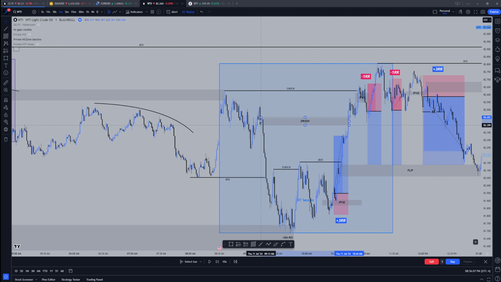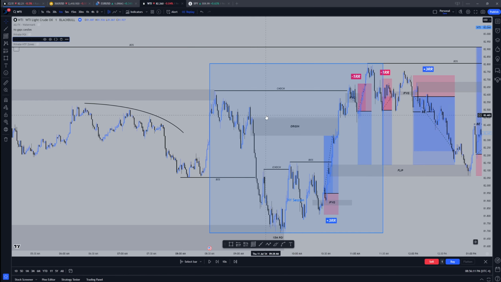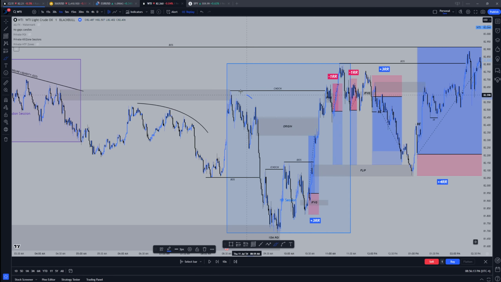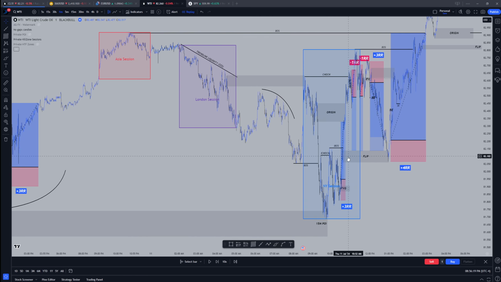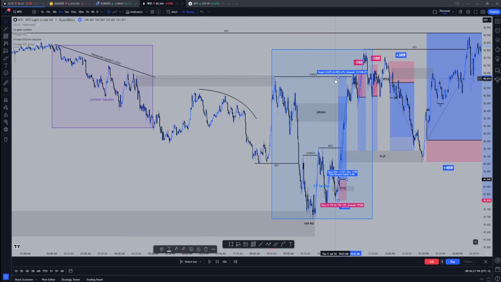I would say these two are both origins, okay? Because they're literally at the origin. There's nothing else above here. This is all just external liquidity. Again, knowing price was bullish, I should have targeted here, right?